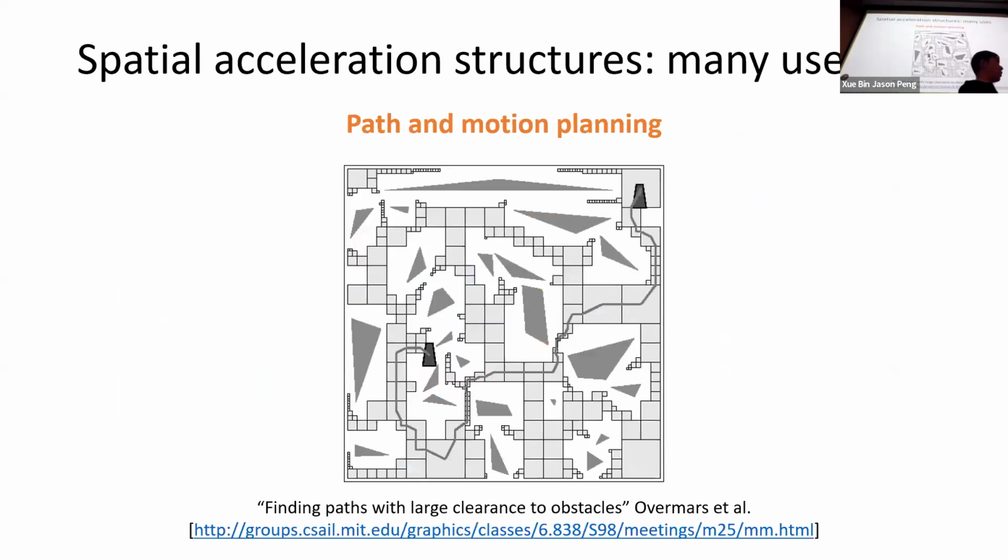Another common application of spatial acceleration data structures is in motion planning for things like robotics. For example, let's say you want a robot to move around a very cluttered room. One of the common operations that you have to perform is to detect intersections between a path that the robot is going to follow and objects in the scene, to make sure that there are no intersections between the robot's path and objects in the environment. And this is another form of intersection test where we can use spatial acceleration data structures to make these operations more efficient.